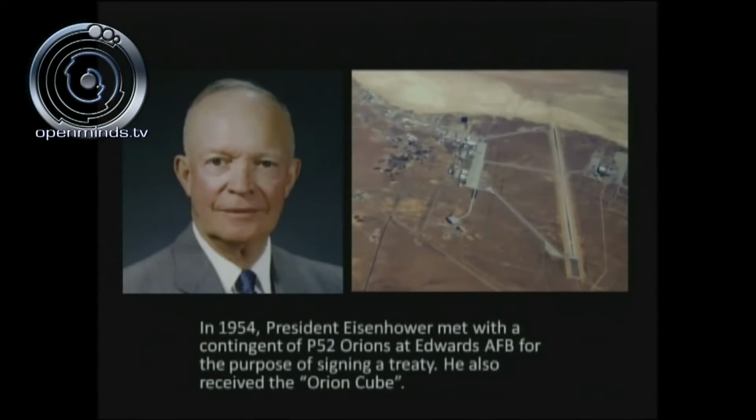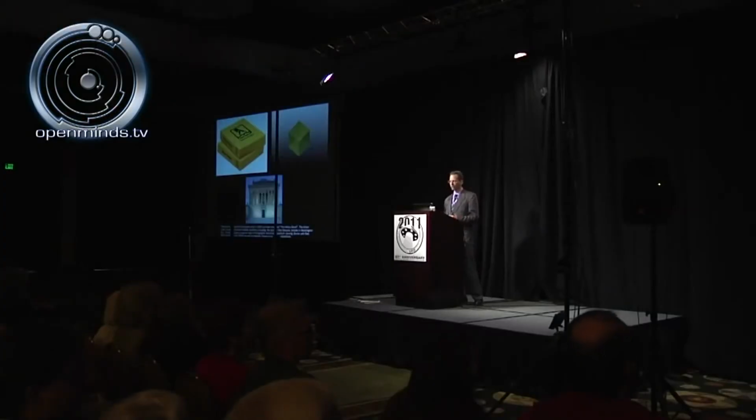Now, in 1954, according to Dan Burish, there was a meeting between President Dwight D. Eisenhower and representatives of the P-52 Orions, and a treaty was signed. A copy of that treaty was kept at Area S4, Level 4-1, and they also gave President Eisenhower something called the Orion Cube, which we'll talk about as well.